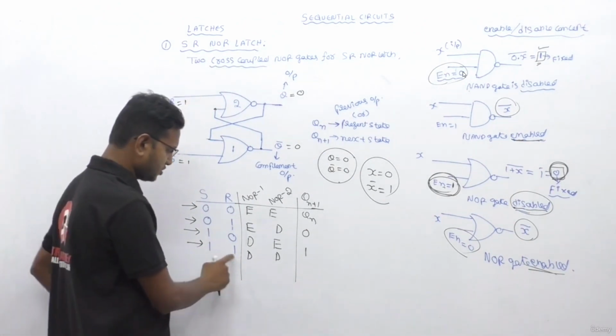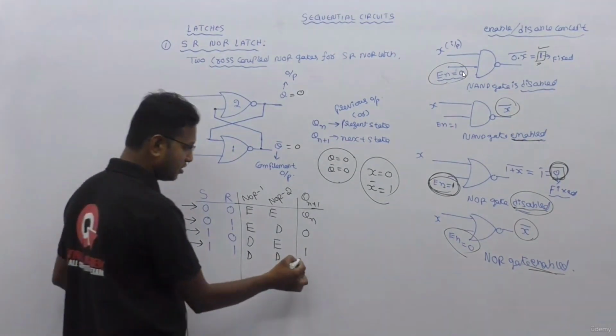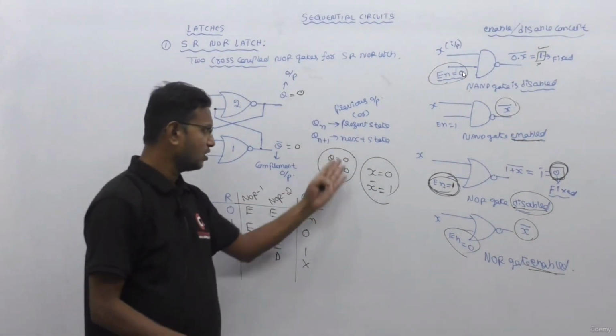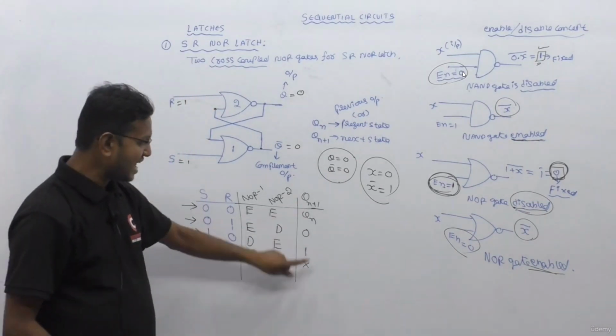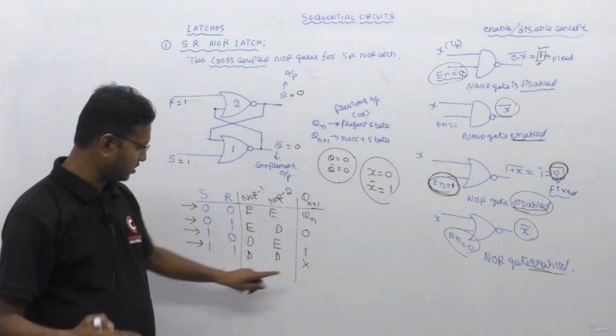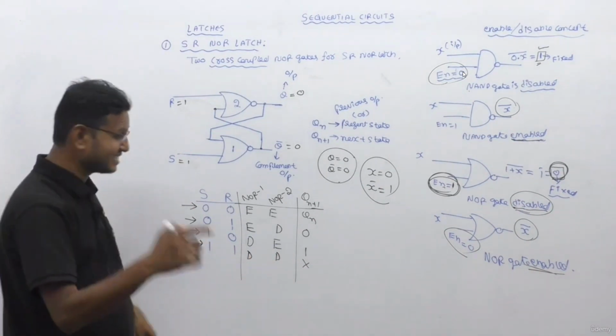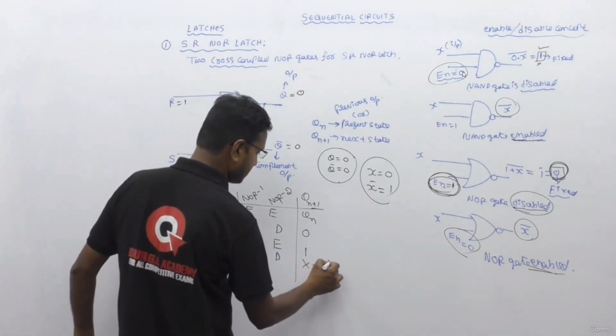So S equal to R equal to 1, never give to this circuit, because the output is entering into a different state, an unknown state. Why? Because it is violating the laws. So for the last state Q(n+1), whenever S equal to R equal to 1, the output we call simply X. X stands for invalid state.